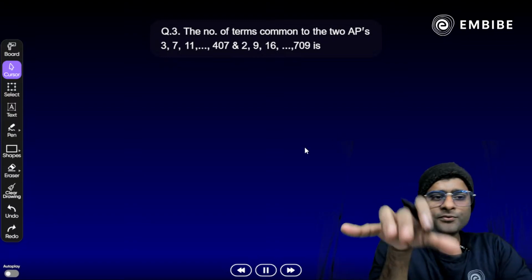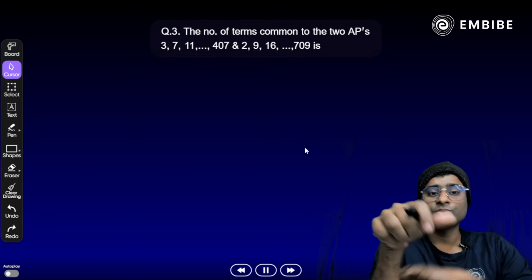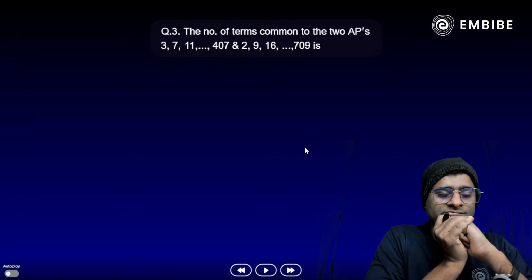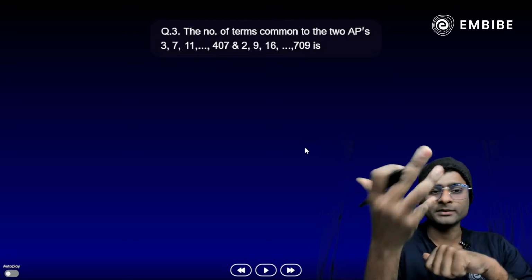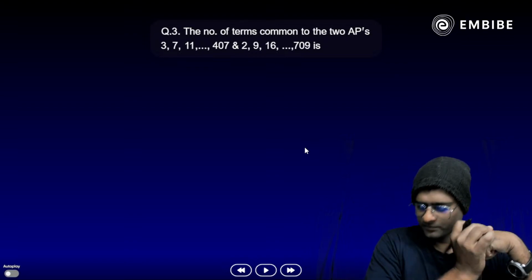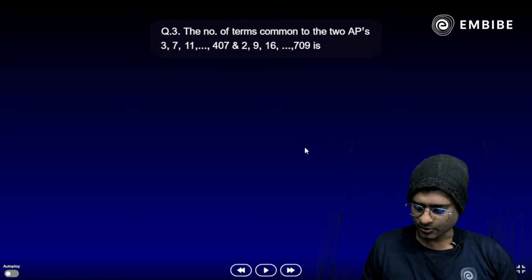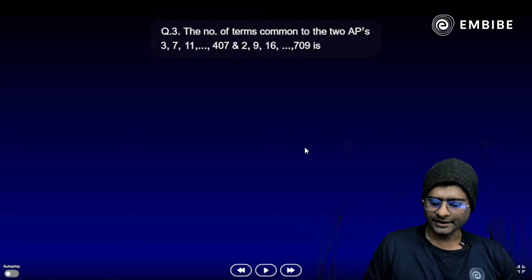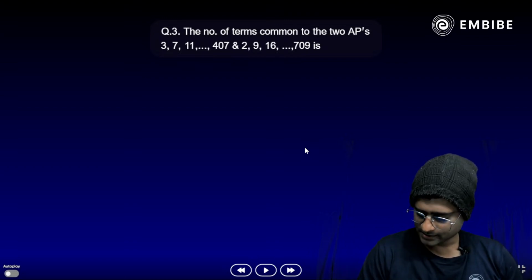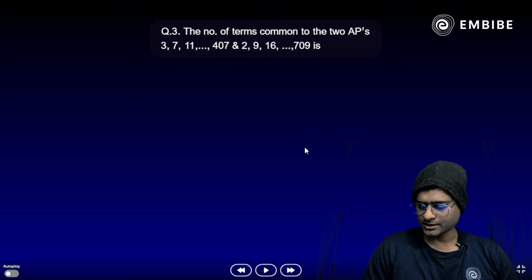The number of terms common to two APs. How many terms will be common in two APs? Any idea? Sir, how do we increase the mock test marks? All right, Arya, just try to do the question.